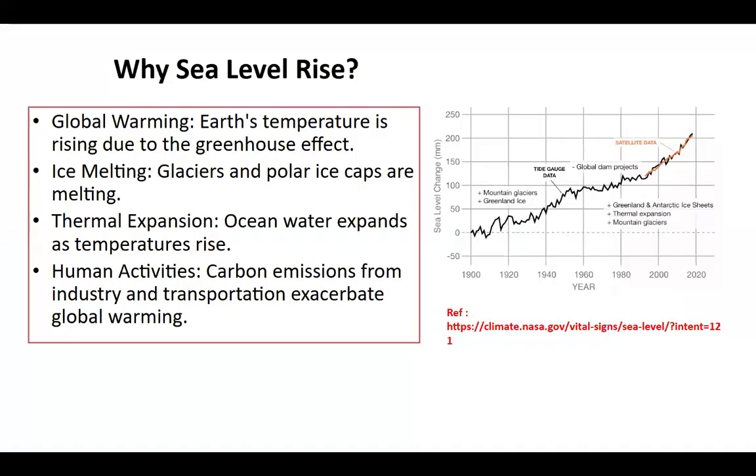It is due to rising global temperatures. Based on the graph of the sea level rise, you can see a linear trend. Global warming is the main reason. The Earth's temperature is rising due to the greenhouse effect from human activities, which emit carbon emissions from industry and transportation.